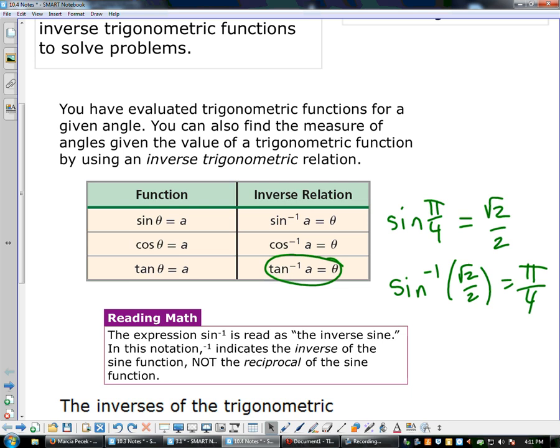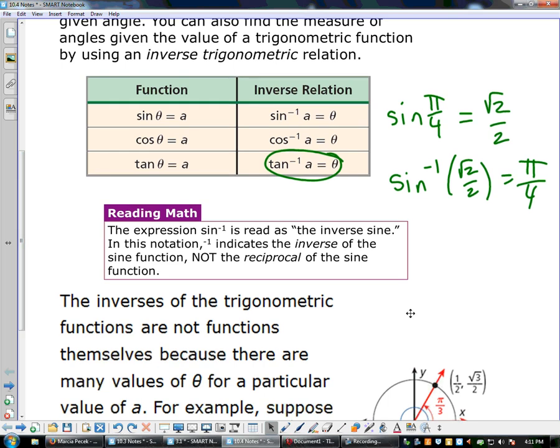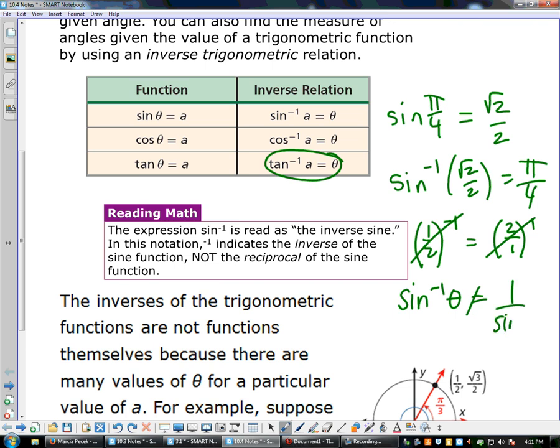Again, just take a look at that reading math box: the expression sine to the -1 is what is the inverse sine. It is not the same as a reciprocal. Sometimes if I saw 1/2 to the -1, we would think that's flip the fraction, 2 over 1. But you're not flipping this. If we had sine inverse of an angle, that is not the same as 1 over sine of the angle.